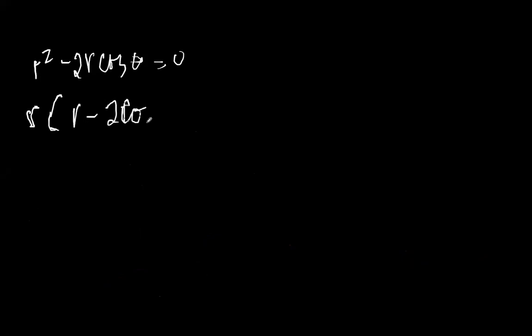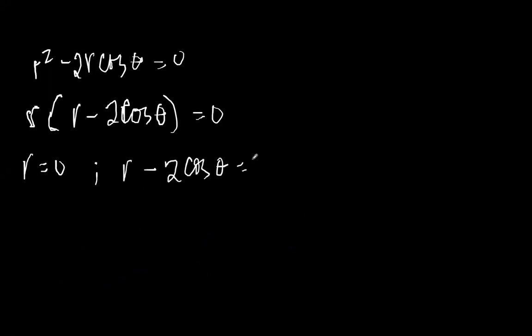So that's r squared, let me just copy, minus 2r cosine theta is equal to 0. Now here, we can factor out r since both terms have r. So this becomes r times (r minus 2 cosine theta) is equal to 0, so r is equal to 0, and r minus 2 cosine theta is equal to 0.